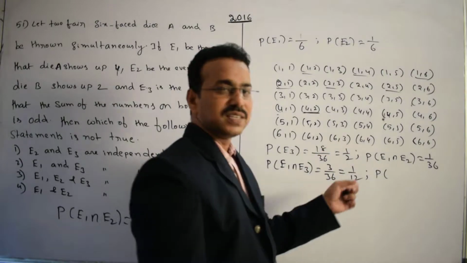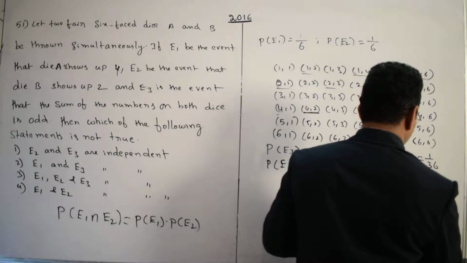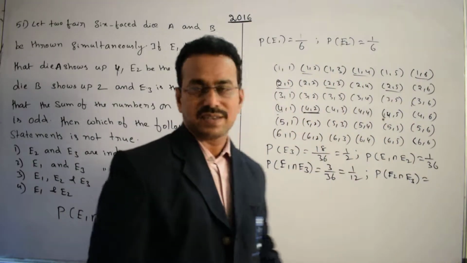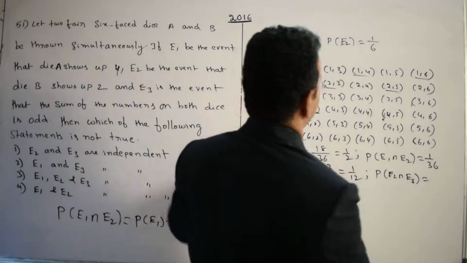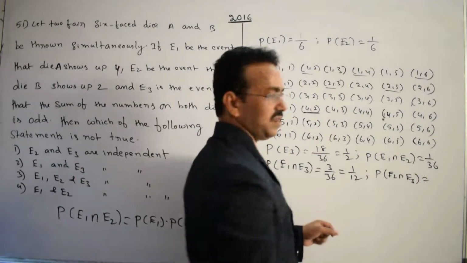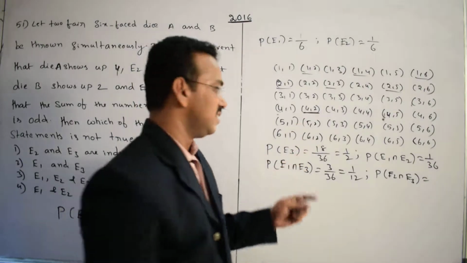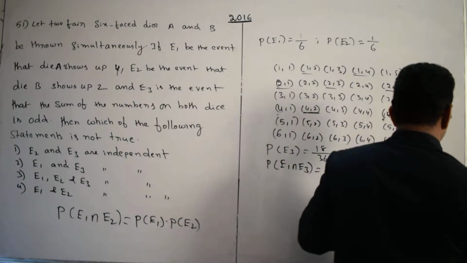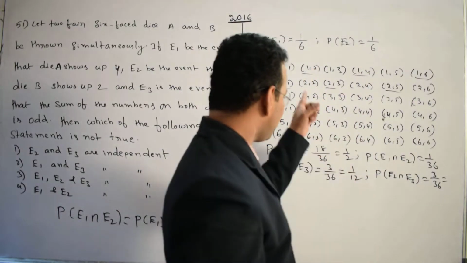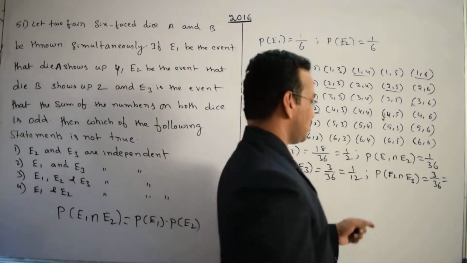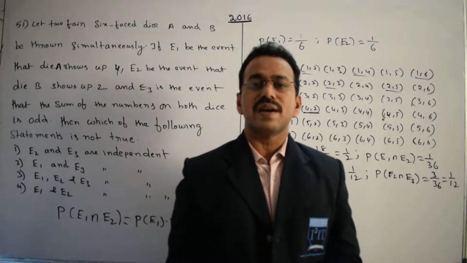Next, we have to calculate E2 intersection E3. E2 means die B shows up 2 only, that is fixed. Die B shows up 2 means this second column. Next, E3 means sum should be odd. Only favorable cases here also only 3. So finally 3 by 36 we are getting. When you are adding, the sum should be odd only. That's what I am taking, only 3 favorable cases. 3 by 36 is equal to 1 by 12. Now we calculated all required probabilities.